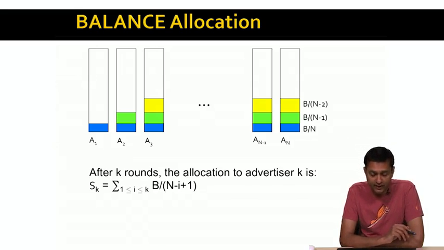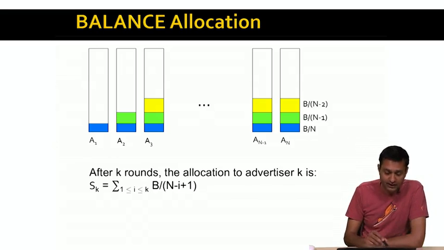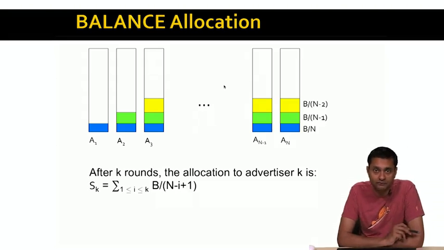So in general, after k rounds, the allocation to advertiser k is given by the formula shown here. Sk, which is the allocation to advertiser k, is given by the sum from I equals 1 through k of B divided by n minus I plus 1. Okay? So the allocation to advertiser I is B by n plus B by n minus 1 plus B by n minus 2 and so on until B by n minus I plus 1.